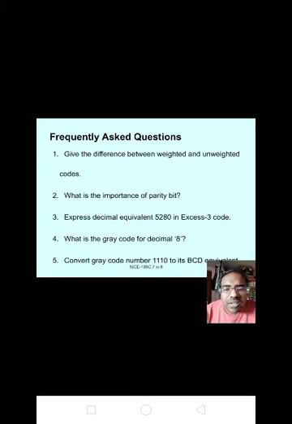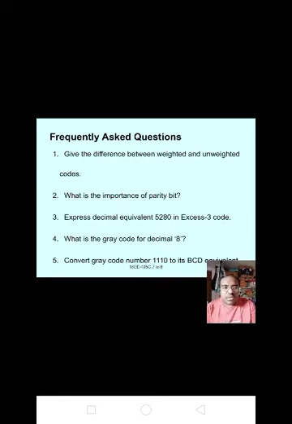Next, convert Gray code number 1110 to its BCD equivalent, that is 1110. The first 1 is written like that. Then 1 plus 1 is 0, 1 plus 1 is 0, 1 plus 0 is 1. The BCD equivalent is 1001, which is 9.